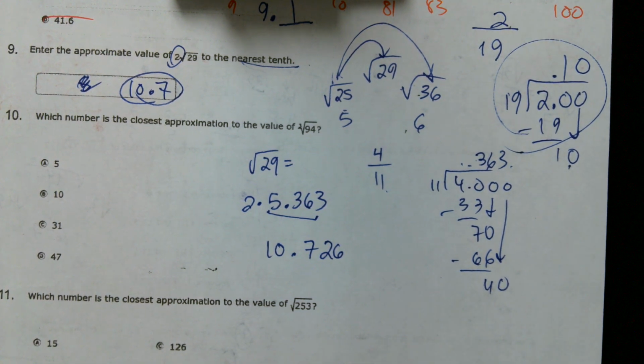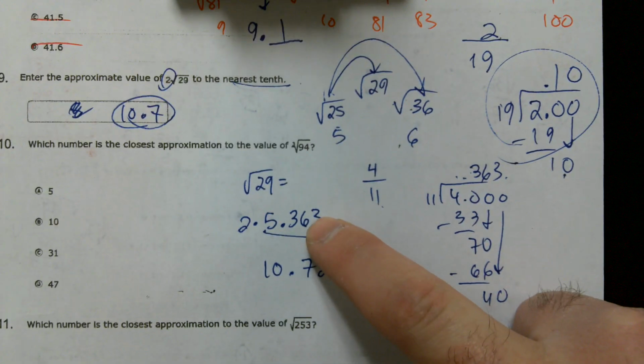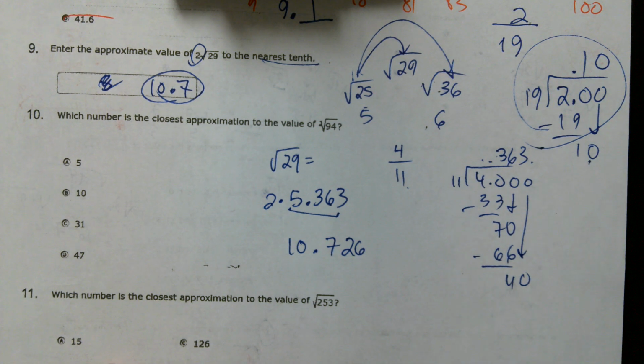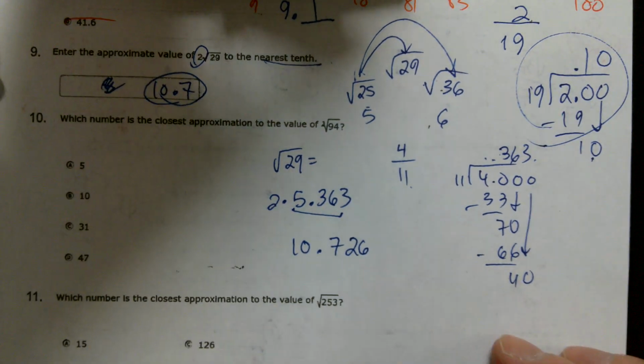Let's see. If I do the square root of 29 times 2, oh yeah, 10.7 or 10.8. I guess it could go either way. It depends on when you round it. Like if I had rounded this to 5.4 and we multiplied it by 2, then we'd get 10.8. But it should be fine either way.